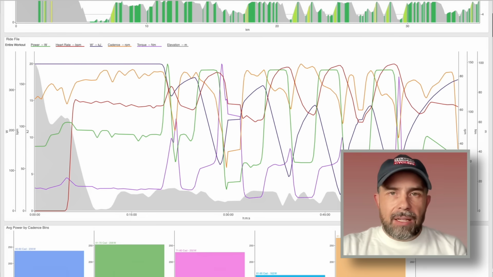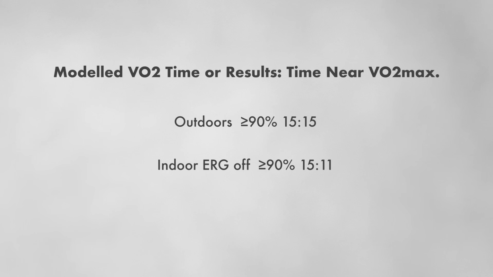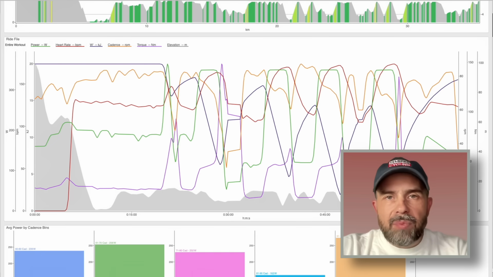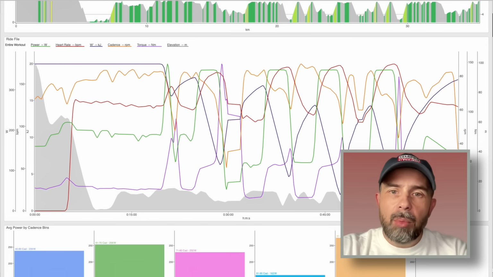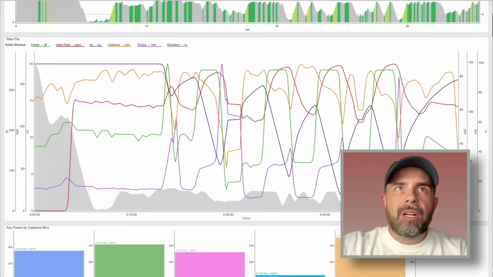Now, looking at the three different ones, I did pull up WKO5 and their modeled time spent above 90% of VO2 max. Outdoors, there's 15:15. Indoors, erg off, we have 15:11 at 90% or more. Indoors with erg on, 13:17 at 90% or more. So what does this say? It really says that self-pacing gives more time near the ceiling, where outdoors adds a little more, likely from cooling and natural variability. But let's look at the files here.